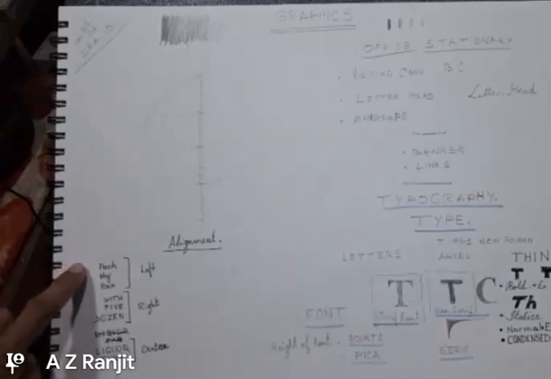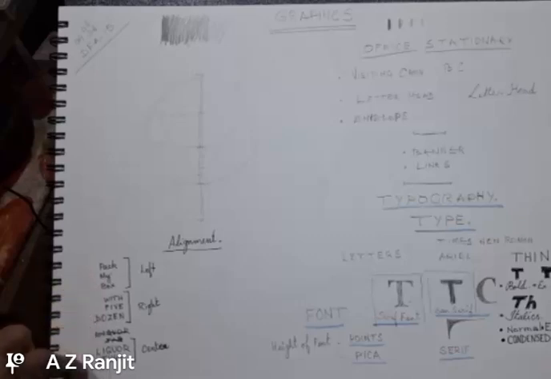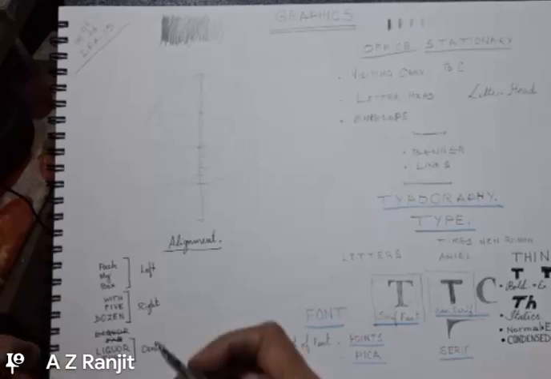Did you read this? Pack my box with 5 dozen liquor jugs. You know the importance of this sentence? Anybody knows the importance of this sentence? All the alphabets are here. All 26 are here. Yeah, we'll just take it out.